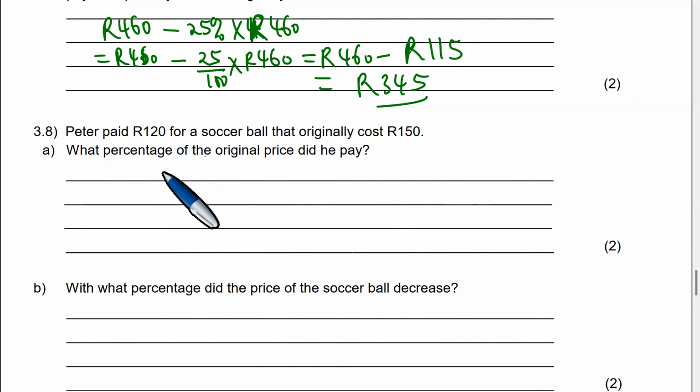Okay, Peter paid 120 rand for a soccer ball that originally cost 150. What percentage of the original price did he pay? So it's 120 over 150. So he paid 120 out of 150, and then you multiply it by 100%. What's the answer?